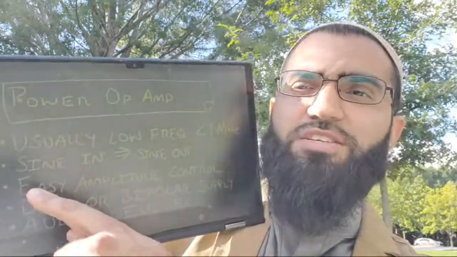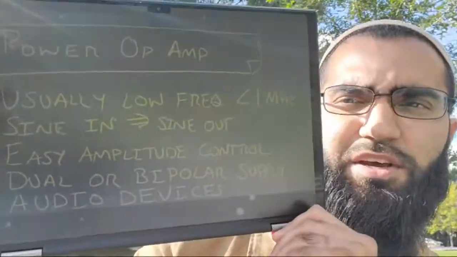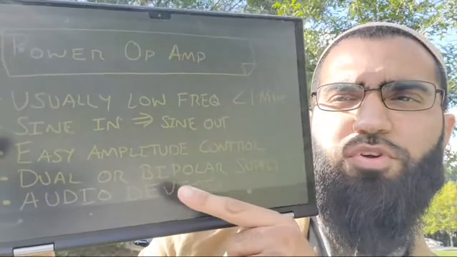The other nice part of this circuit, the power op amp, which isn't a given actually in all cases, as I'll describe, is that you have a sine wave in and you get a sine wave out. So you have good spectral purity of your final signal, and you also have very good control over amplitude. So reducing the input amplitude also reduces the output amplitude. So you'll be able to have pretty good control over that.